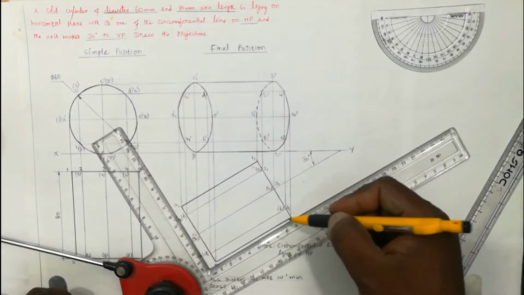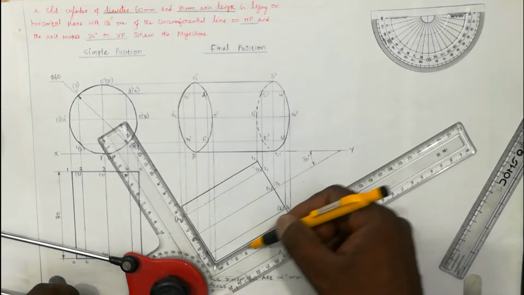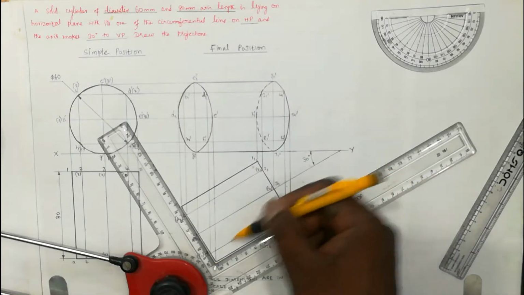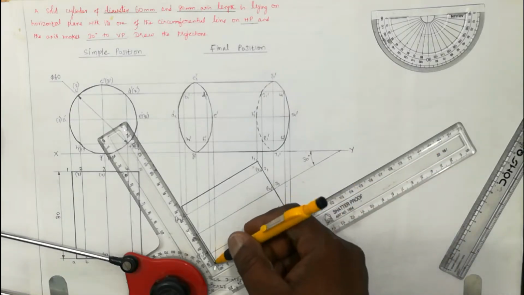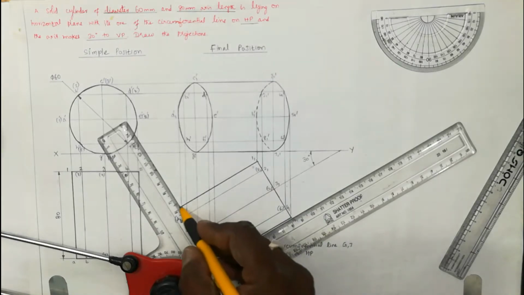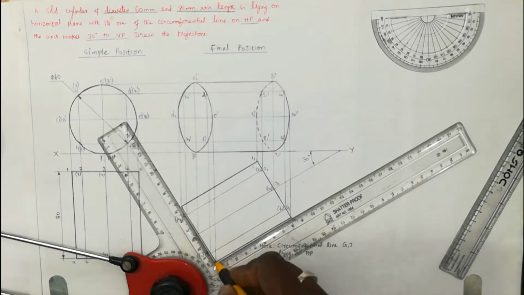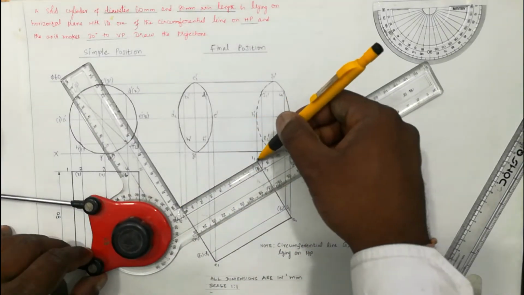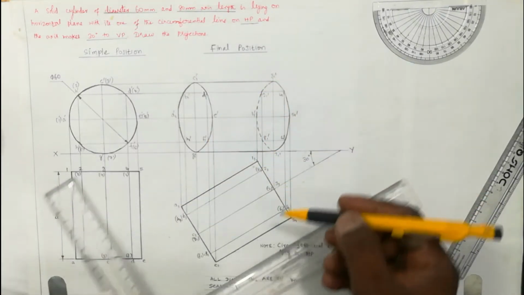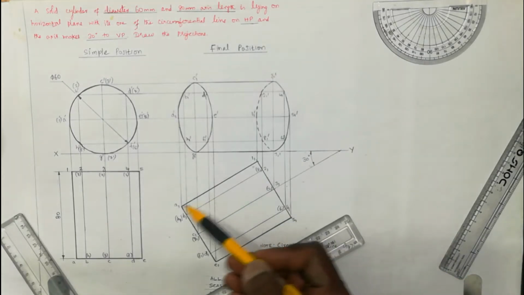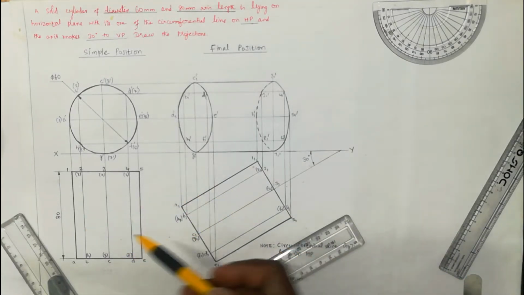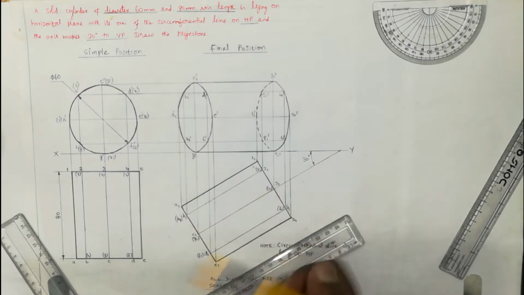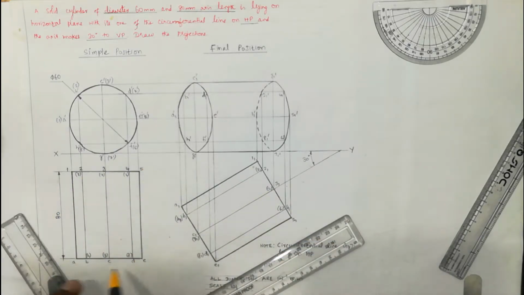Then you can construct the length part of this rectangle, that is 80 mm. From here to 80, you can draw this line. From here, you can draw the length equal to 60 mm. Then finally, you can complete this rectangle by joining these two end points, so that you will obtain two rectangles, one here and another here. The size and shape of the rectangle will be the same. Only here it is vertical and here it is inclined. The orientation changes, but the size and shape remain the same.